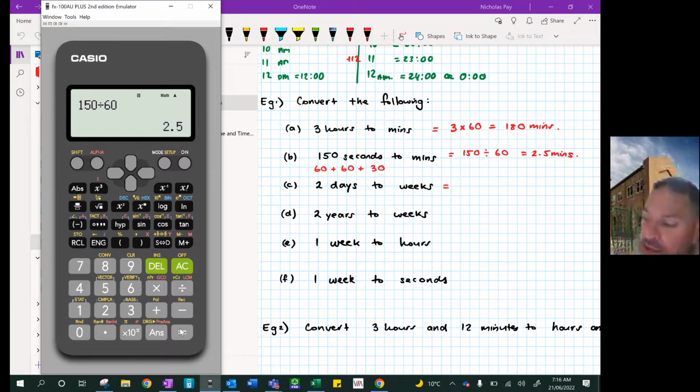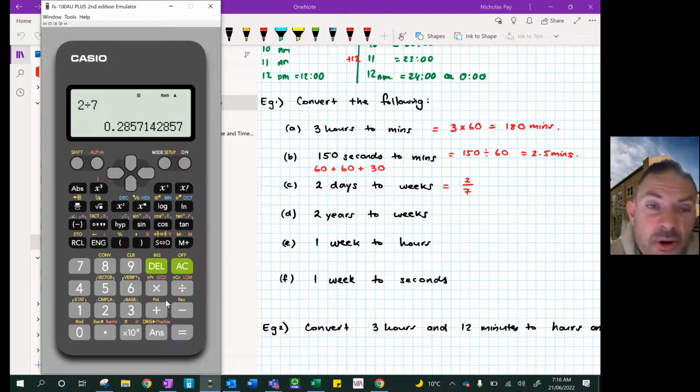I'm going to do the same thing, but here I've got 2 days. I'm going to do 2 divided by 7. And it's simply going to be a fraction. Now, of course, you could do it on your calculator. You could do it pen and paper if you wanted a decimal. Okay, and you can see the decimal isn't very nice. But certainly, if I wanted to convert 2 days to weeks, then a fraction is certainly appropriate.